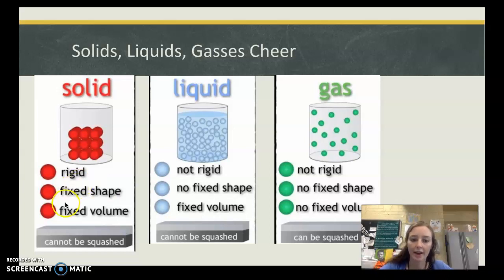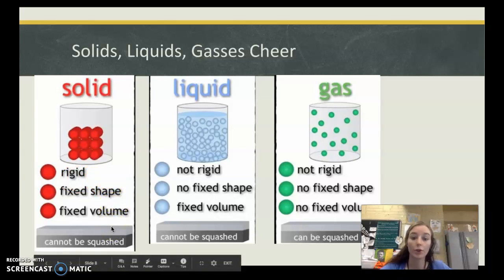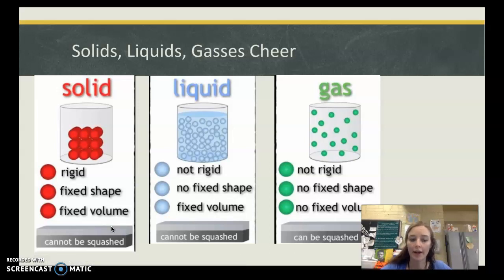Notice that solids are rigid. They take on a fixed shape and a fixed volume. They can't be squashed. So if we think about H2O throughout all of these, if we had an ice cube, we can't just squash it easily, because they're rigid, they have fixed shape, fixed volume. So write this down in your notes next to solid.